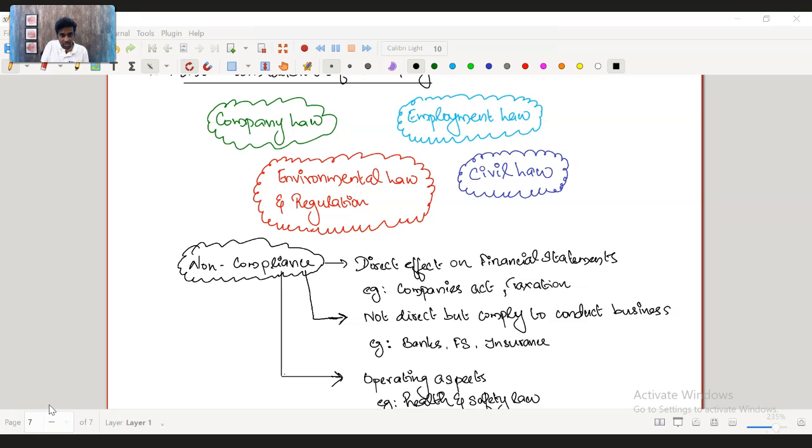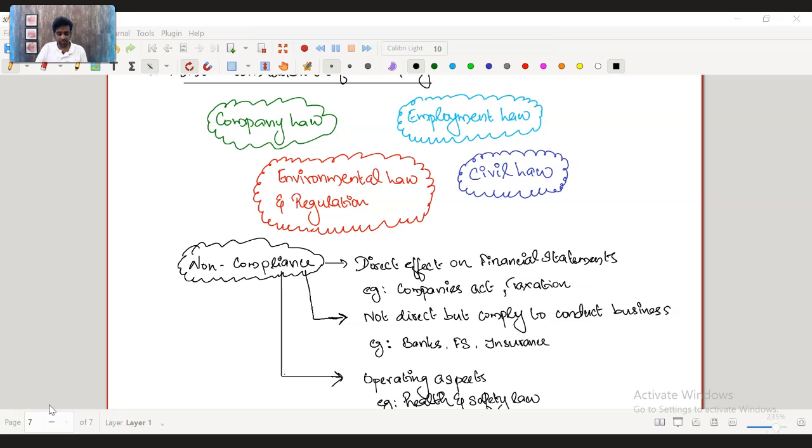His responsibility is to ensure that the financial statement represents a true and fair picture. But if the company is not following the laws and regulations, it could have a direct effect on the financial statement. But it's not the responsibility of the auditor to ensure that the company prevents non-compliance. So prevention of non-compliance can never be the responsibility of an auditor. To a certain extent, yes, detection. Yes, detection can be part of the responsibility of the auditor.